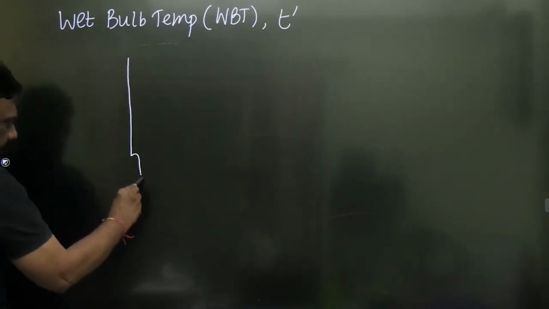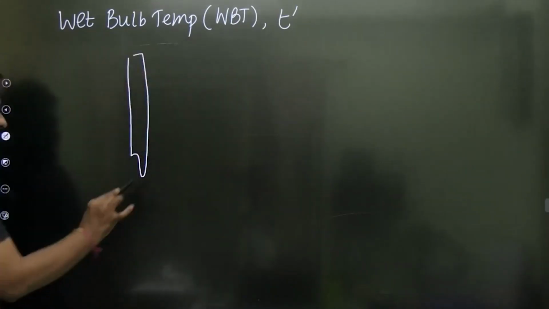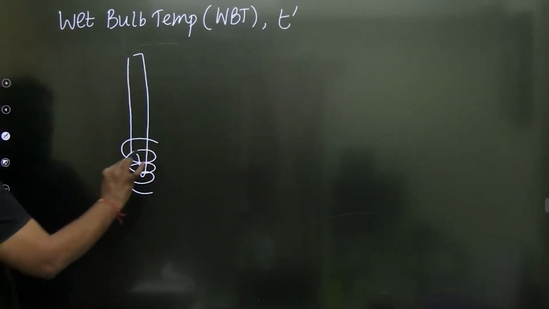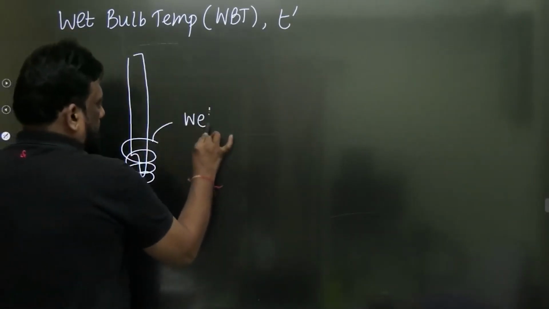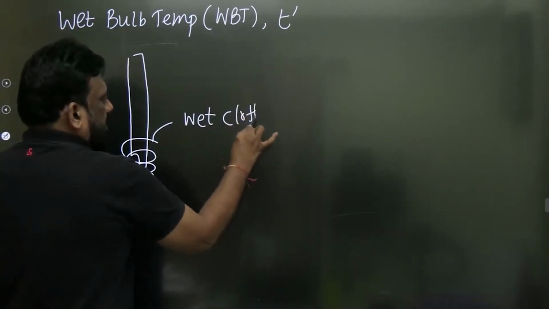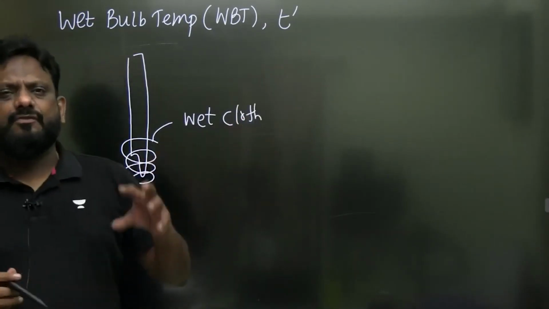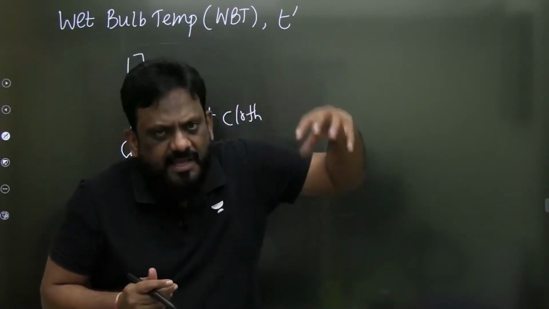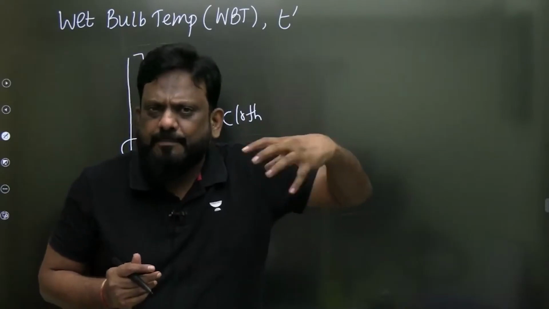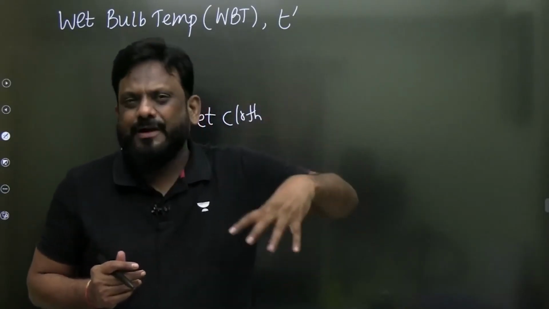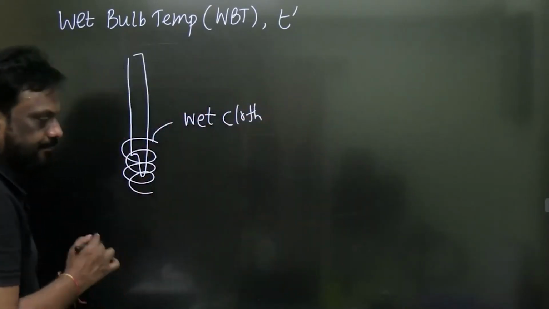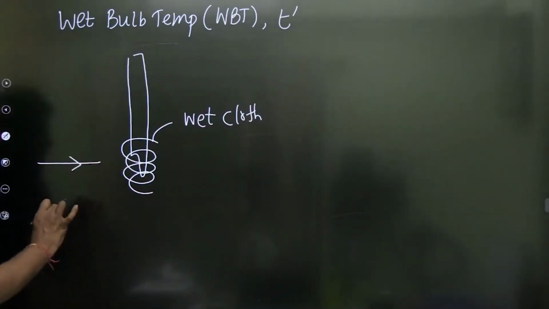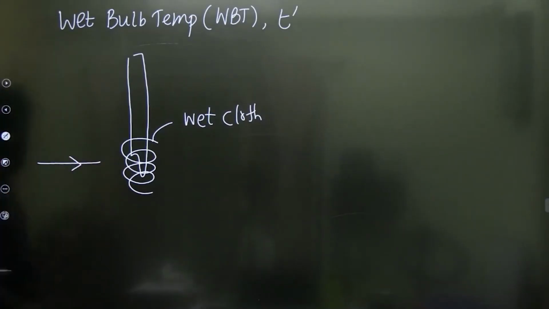There is a thermometer, and this thermometer is covered by a wet cloth, a cotton cloth. It is completely saturated with water. What does it mean? You take a cloth, completely soak and immerse it in water so that it cannot absorb any more moisture. That's why we call it saturated. Now it is covered. Allow the air to flow over this wet cloth.